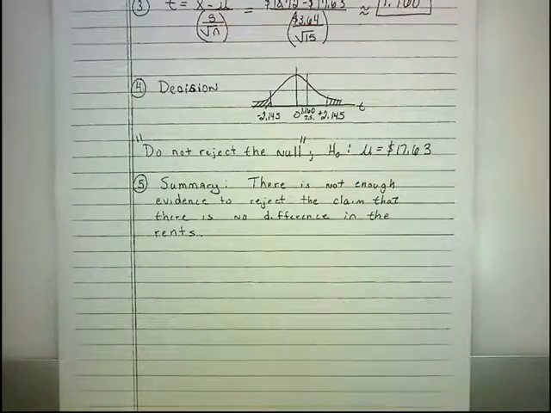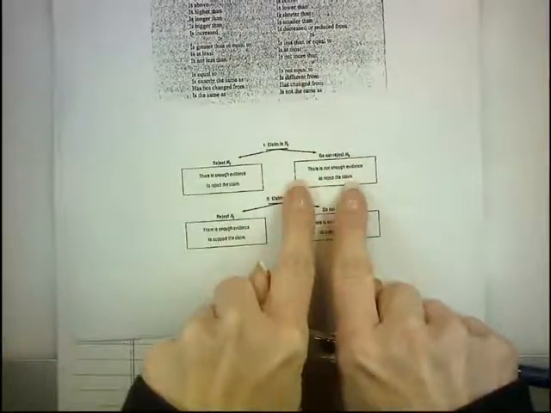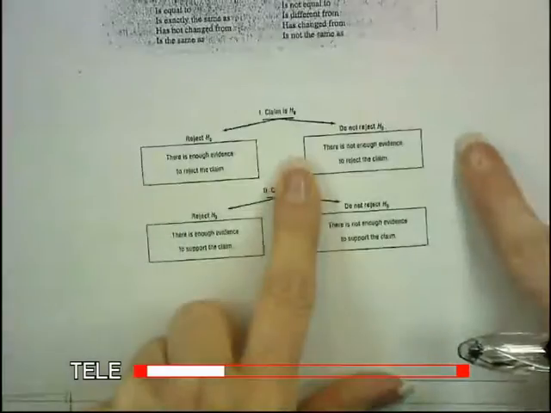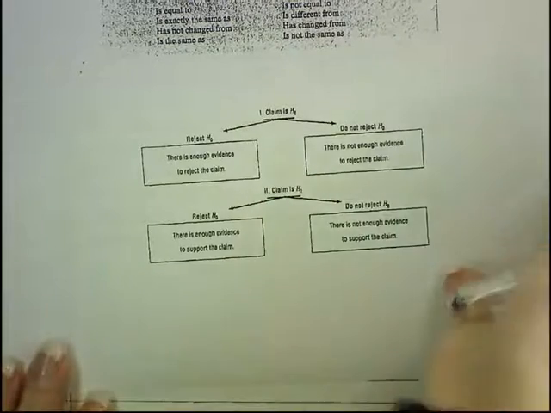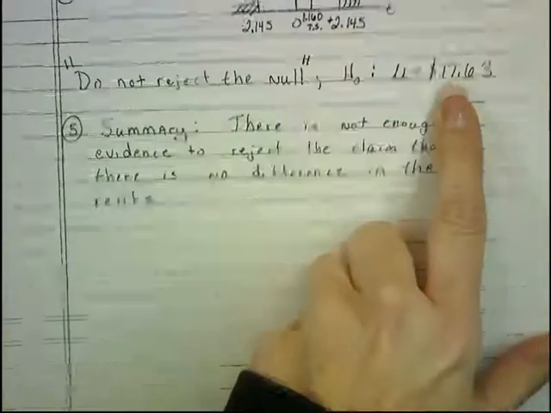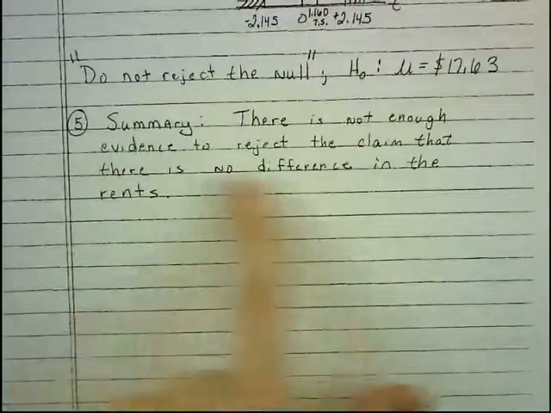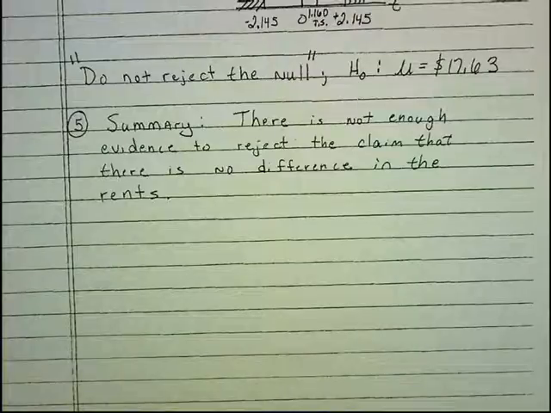Therefore, the summary statement: the claim was the null, do not reject the null. There's not enough evidence to reject the claim. Doesn't mean the claim is correct. There's just not enough evidence to reject the claim that it is or was 1763. Actually, there's not enough evidence to reject the claim that there is no difference in the rents. No difference means equal to 1763.